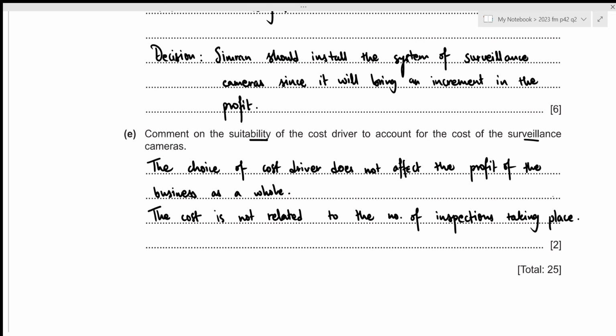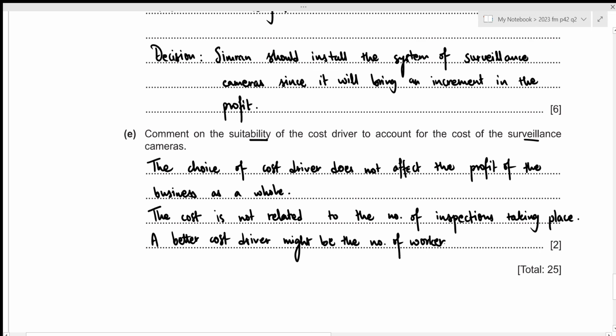Now, a better way to answer this question would be to also mention an alternative cost driver. So a better cost driver might be the number of workers. Because remember that surveillance cameras were installed in order to monitor our workers. So we might have a better cost allocation among two different products if we figure out the number of workers that are working on each of those products, so that the cameras might also be allocated according to the number of workers in order to monitor them assembling the product.